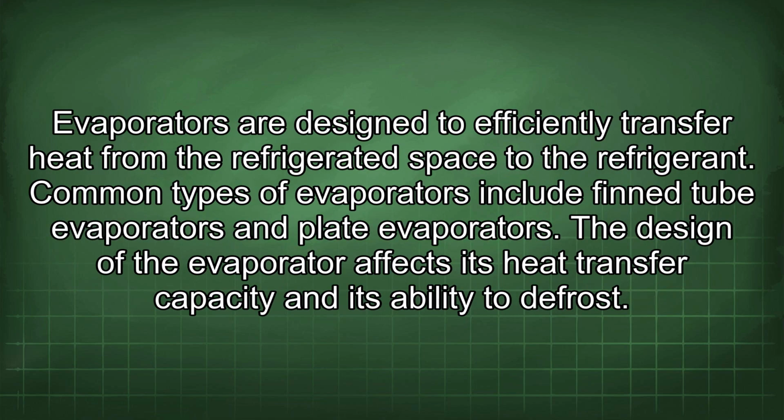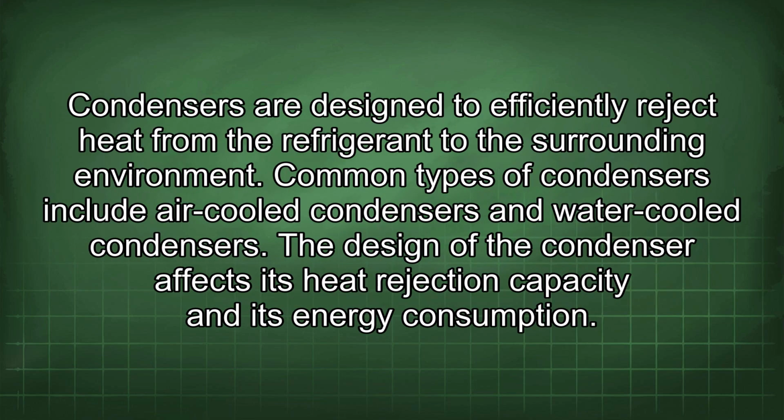Evaporators are designed to efficiently transfer heat from the refrigerated space to the refrigerant. Common types of evaporators include fin tube evaporators and plate evaporators. The design of the evaporator affects its heat transfer capacity and its ability to defrost. Condensers are designed to efficiently reject heat from the refrigerant to the surrounding environment. Common types of condensers include air-cooled condensers and water-cooled condensers. The design of the condenser affects its heat rejection capacity and its energy consumption.